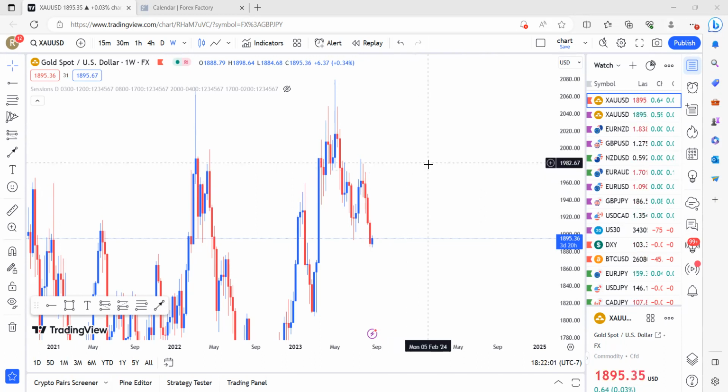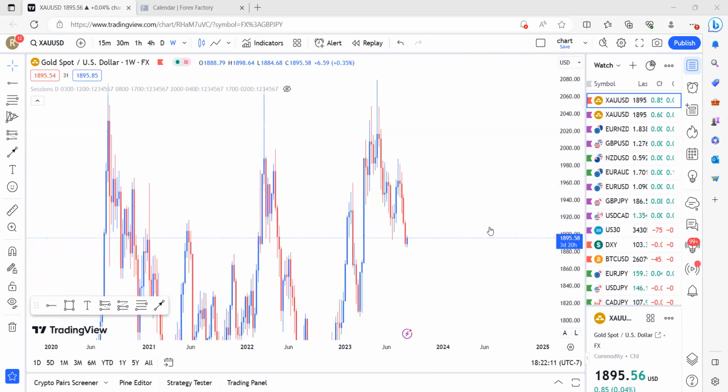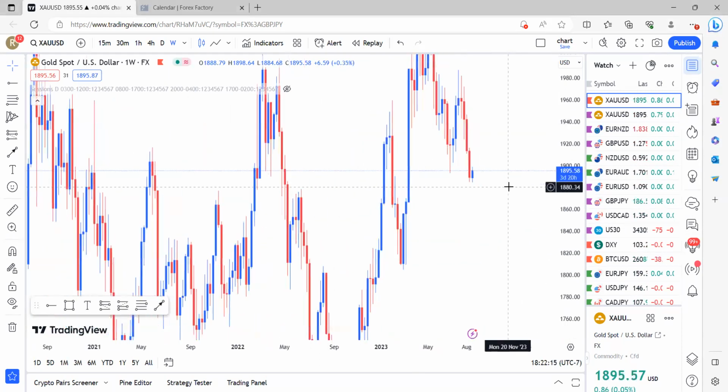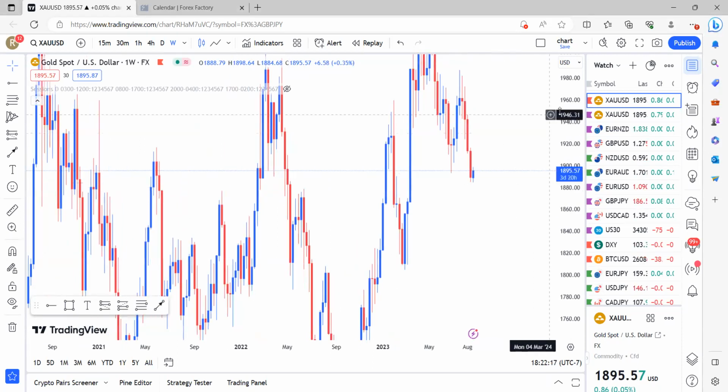Breaking down gold spot versus the US dollar, of course. Today's date, 2023-08-21. It's about 6:30 here in Asian session for me. Let's take a quick look on the weekly and see what we have done and what potentially we can do here moving forward for the rest of this week.